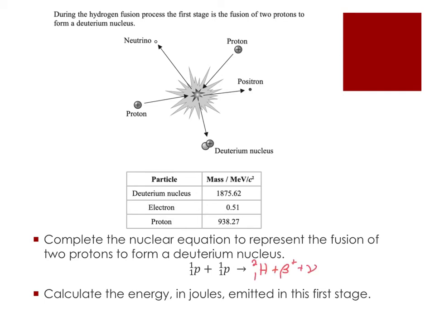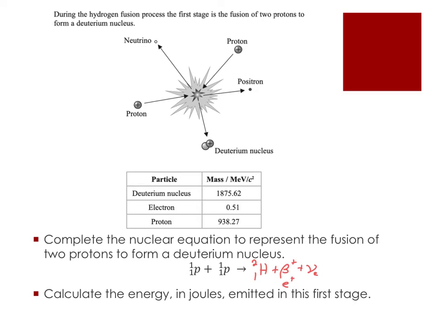So there we go. We have the deuterium. Remember, I said it's so important. It's a specific isotope of hydrogen. We call it by name. There's my positron. You also could have written e with a plus sign, and a neutrino. I could also include the fact that it's an electron neutrino because it was created at the same time as the positron. So next, calculate the energy in joules emitted in this first stage.